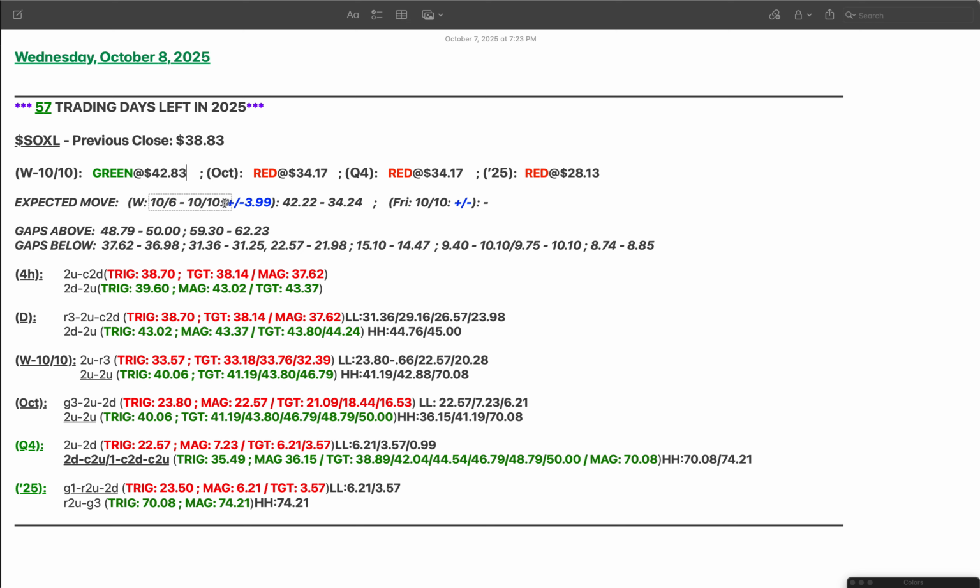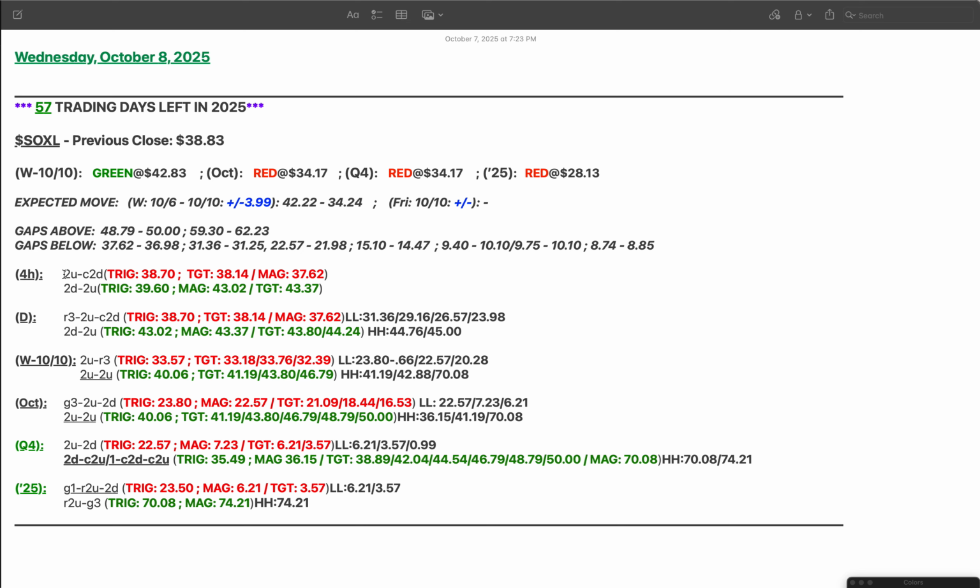We have the market maker's expected move that we've talked about, $33.99 plus or minus what the close was on Friday. That gave us a high of 42.22, which we already breached above, and a low of 34.24, which, you know, we've still got room to go, sitting here at 38.83.